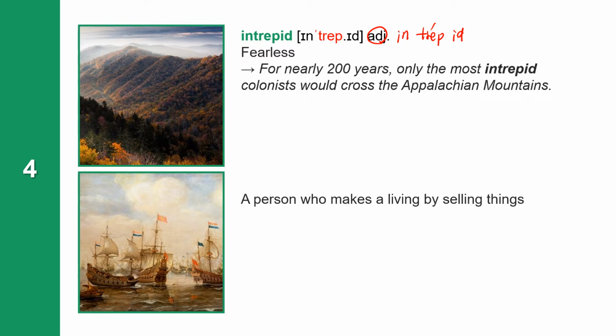Intrepid. The next one: a person who makes a living by selling things. A person who makes a living by selling things is merchant. Merchant is a noun and it has 2 syllables, M-E-R-C-H-A-N-T. Accent on the first syllable, mer. Merchant is a person who makes a living by selling things.